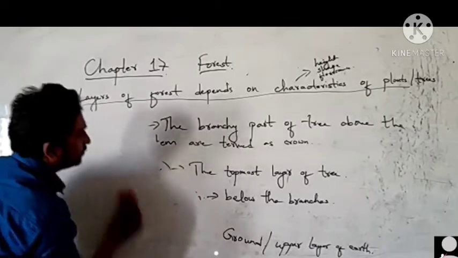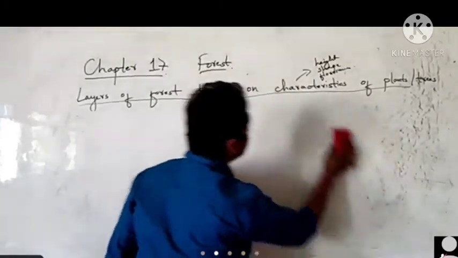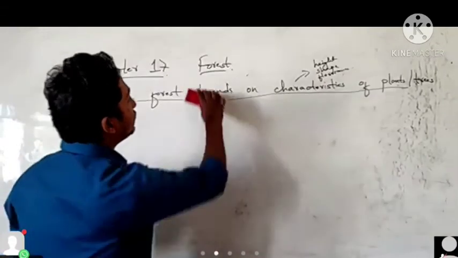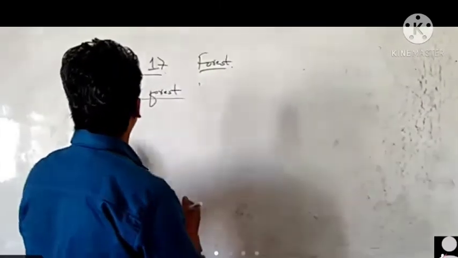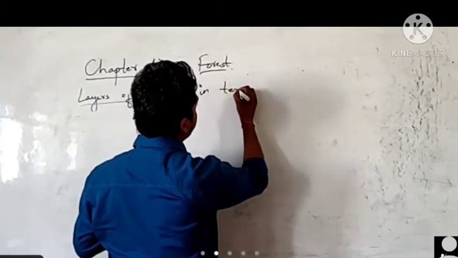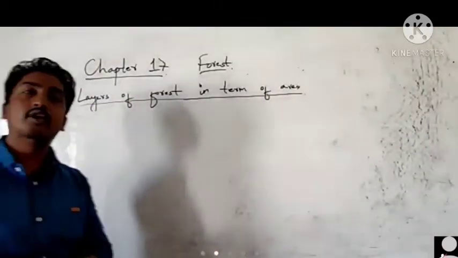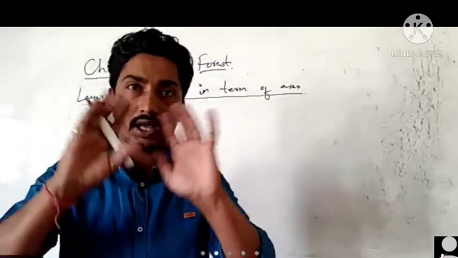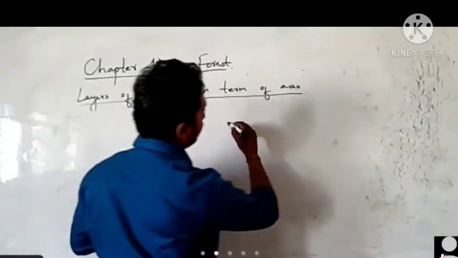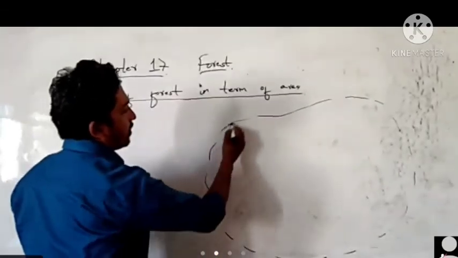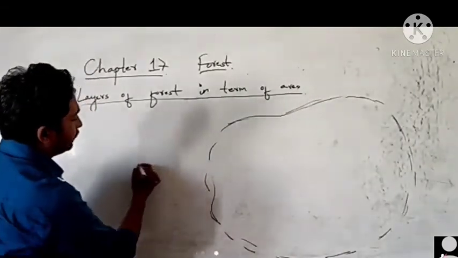Like in a forest, a tree has a certain shape, but now in terms of area, layers of forest in terms of area, that is not in the book, but I will try to explain it to you. As we all know, we have different layers of the earth also, that we study in geography, okay. So for the layers of forest, just think that this is a forest area, okay. And mostly we have different types of homes here, okay.